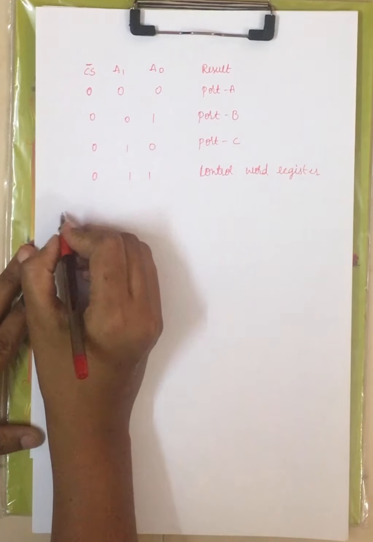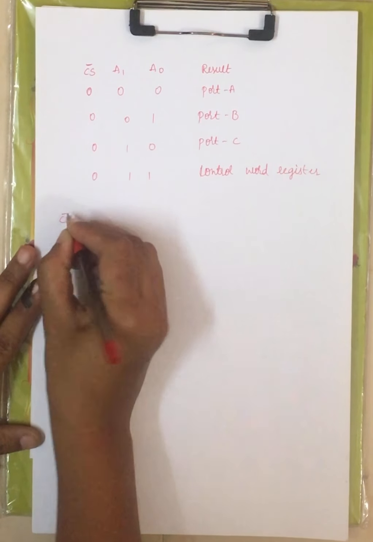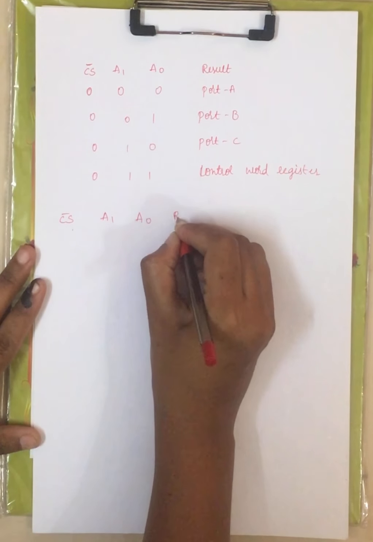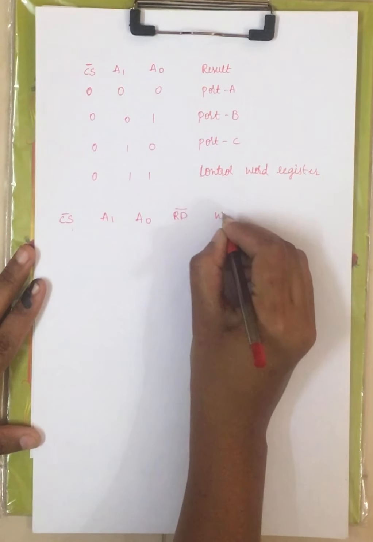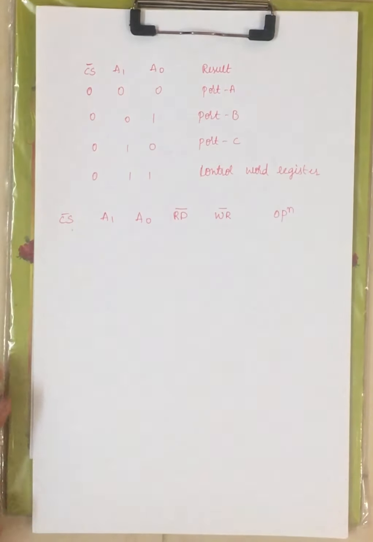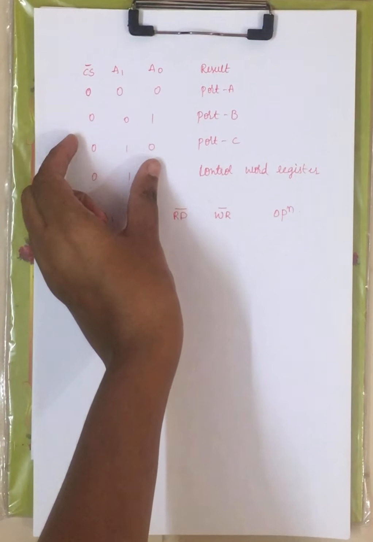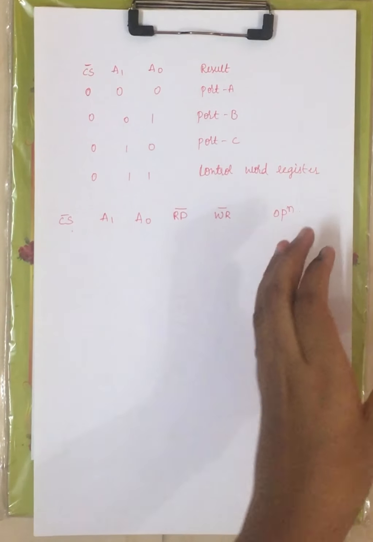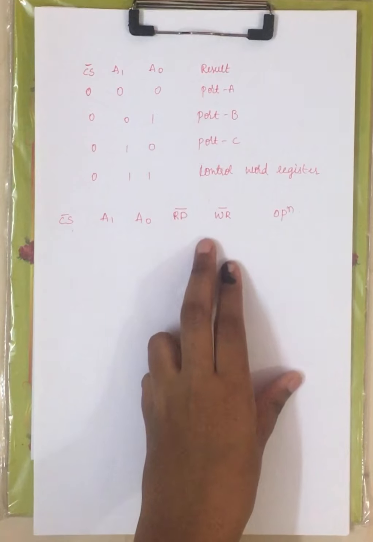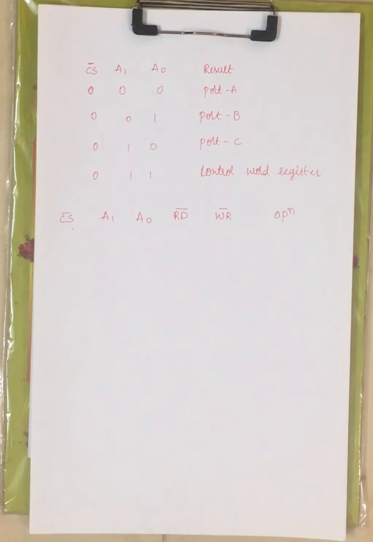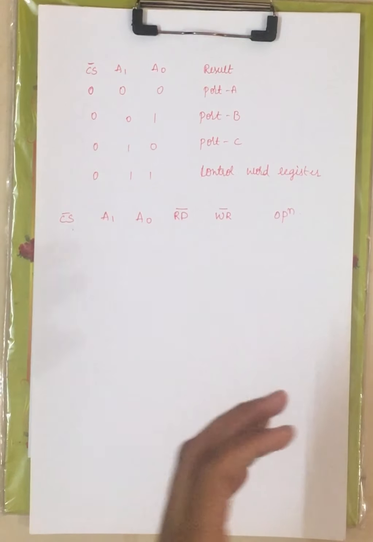Now you have CS bar, A1, A0, and next the read signal and write signal. In addition to CS bar, A1, A0, we are now including 2 more control signals. One is the read signal and another one is the write signal. Now what is the operation that has to be performed between your 8255 and 8085?